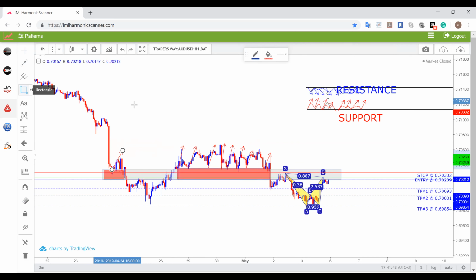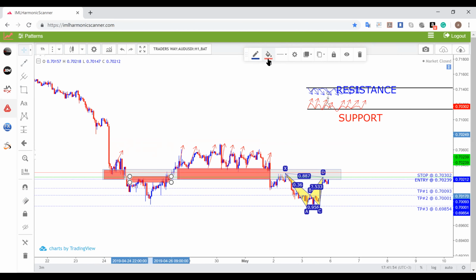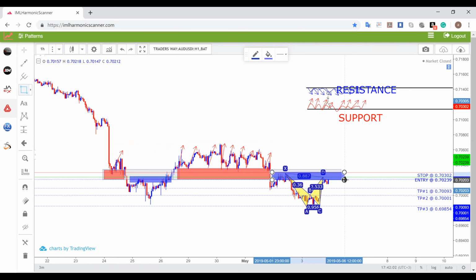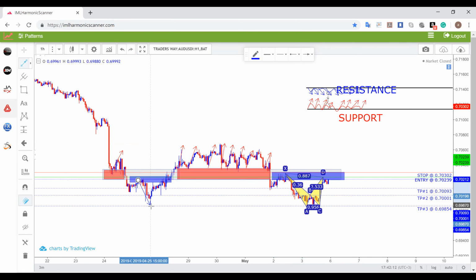Now, let me show you resistance. Resistance there, and resistance there. Again, keeping in mind what happens at support, it goes up. So what happens at resistance? Price comes down.